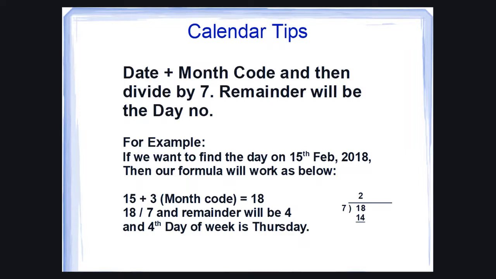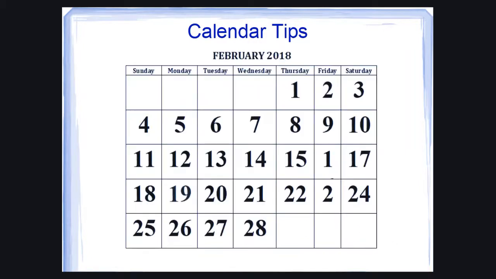If we want to find the day on 15th of Feb 2018, then our formula will work as below. 15 plus 3, where 3 is the month code. The sum is 18, and 18 divided by 7, the remainder will be 4. And the fourth day of the week is Thursday. So 15th of Feb is Thursday.